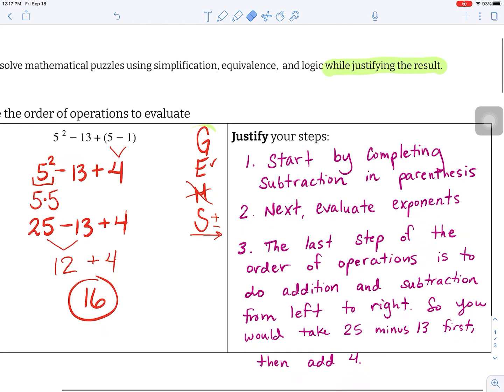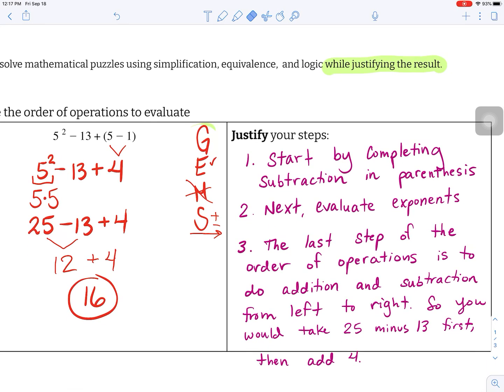So this explanation got a little bit bigger, I suppose because I just did 2 steps there, but really it's that kind of ending part of the GEMS. So I grouped it all together, and I just said the last step of the order of operations is to do addition and subtraction from left to right. So you would take 25 minus 13 first, then add 4.